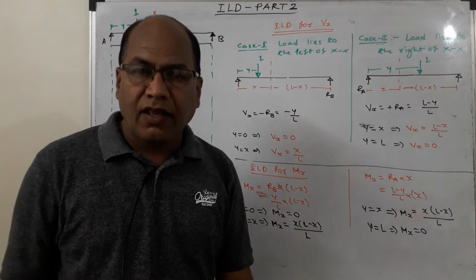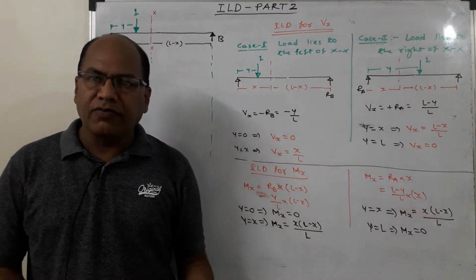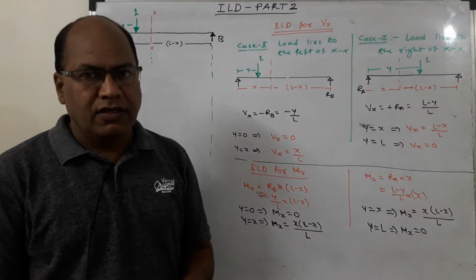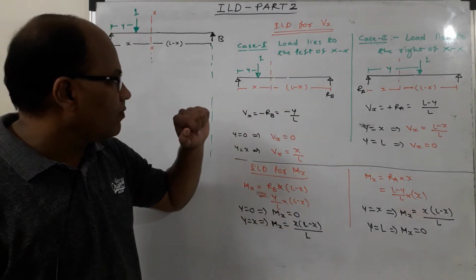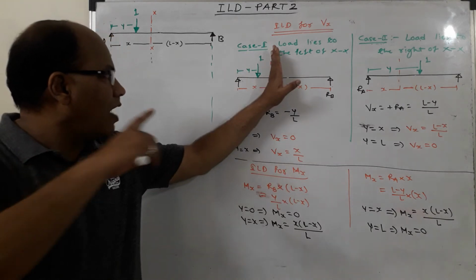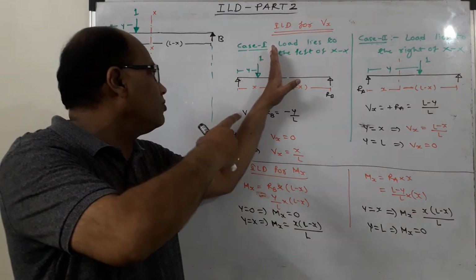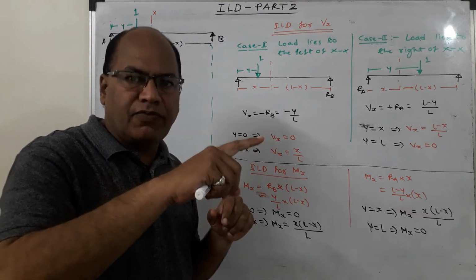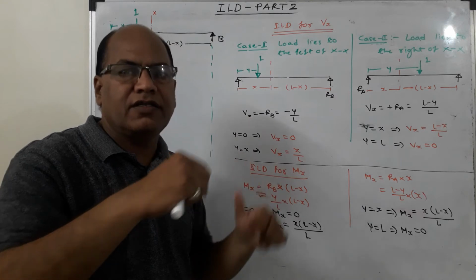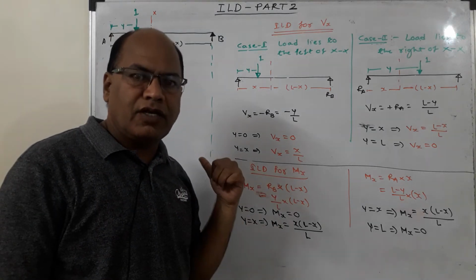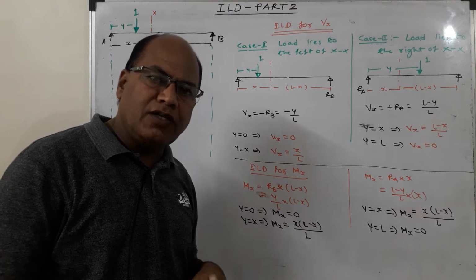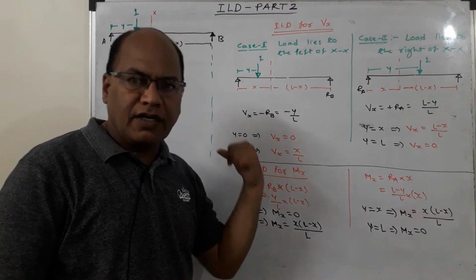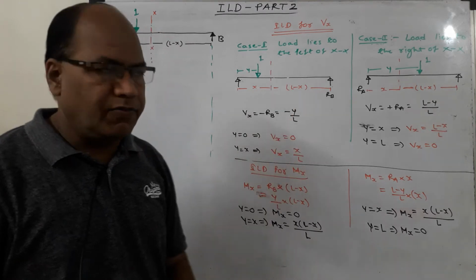Now again, while drawing ILD for shear force, bending moment, etc., you will have to assume certain sign conventions. So for ILD for shear force, a force acting in the upward direction, if it is to the left of the section, is to be treated as positive, whereas an upward force to the right of the section is to be considered as negative. So upward force to the left positive, upward force to the right negative, which simply means that downward force to the left is negative and downward force to the right is positive.